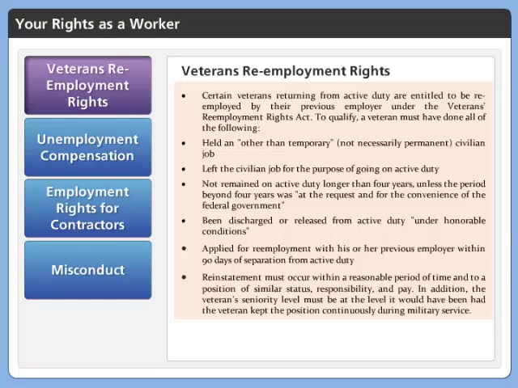Reinstatement must occur within a reasonable period of time to a position of similar status, responsibility, and pay. In addition, the veteran's seniority level must be at the level it would have been had the veteran kept the position continuously during military service.